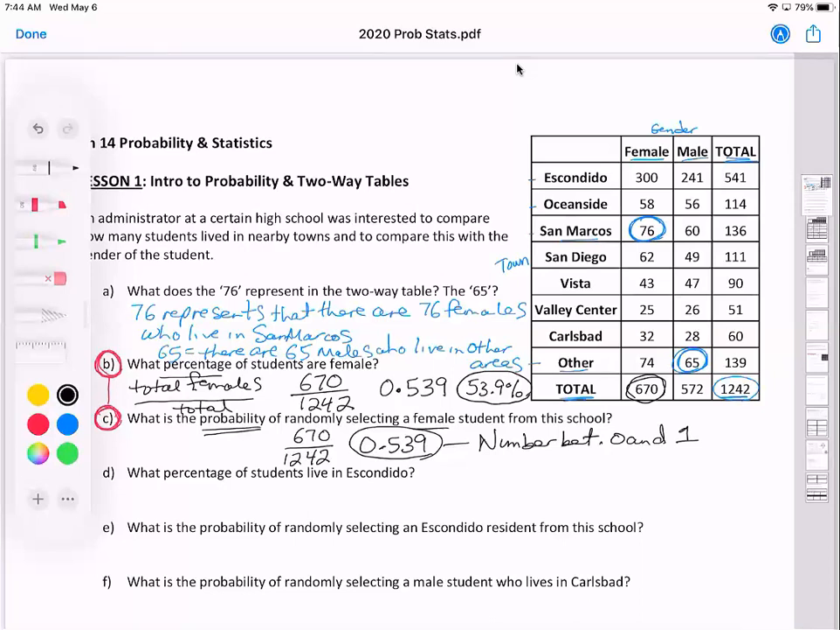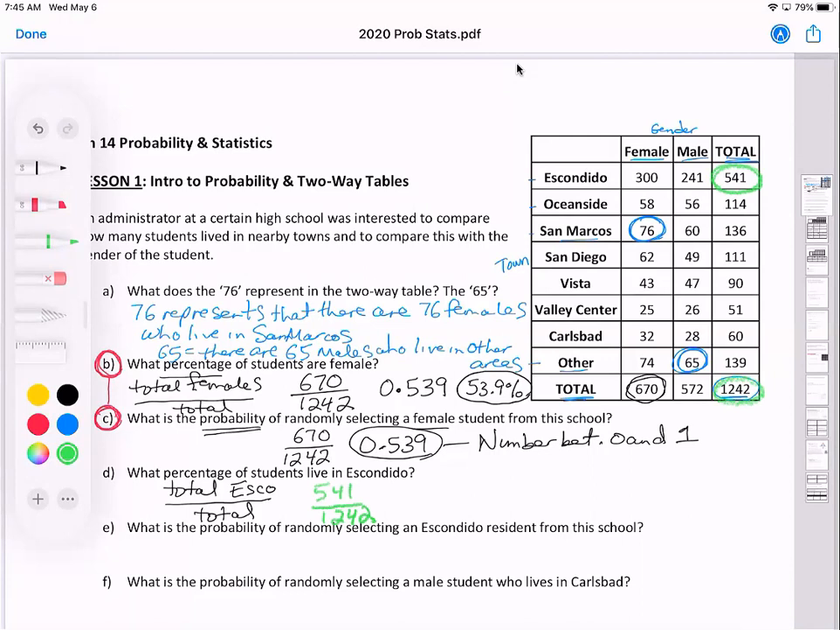If you'd like to pause the video, you could do that. But what percentage live in Escondido? Well, we need to know the total number of Escondido, total ESCO, divided by the total number of students. So total Escondido would be this number. All the males, all the females, add them together. And then our total, again, is 1242. So we'd have 541 divided by 1242.